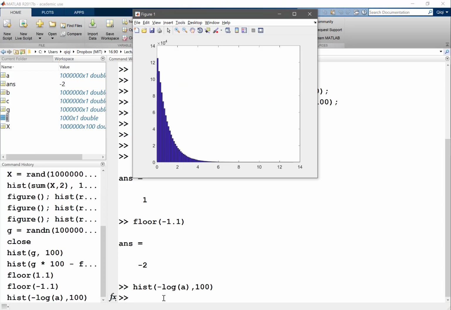Okay, so basically the logarithm maps a uniform distribution from 0 to 1 to an exponential distribution, but on the negative axis, right? Because it's 0 to 1 instead of 1 to infinity. Or if you take a log of 1 over A, it'll give you directly the exponential distribution.